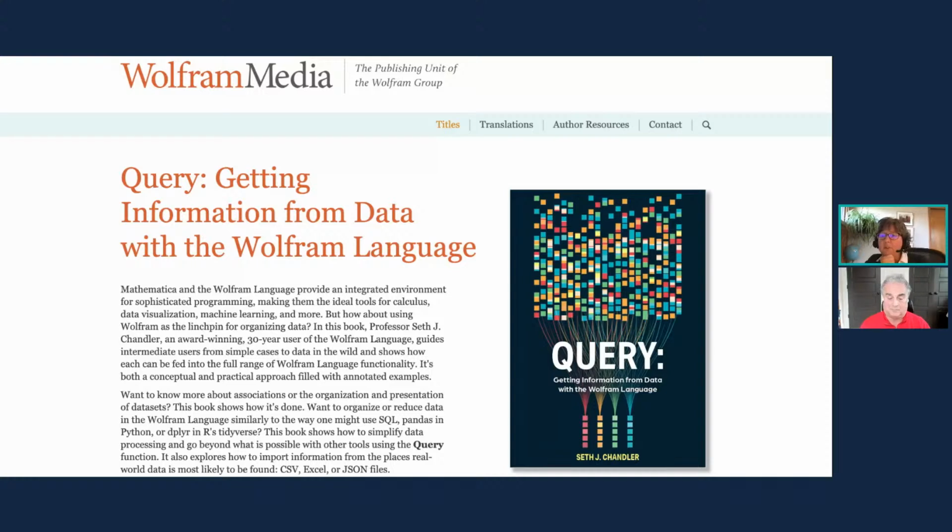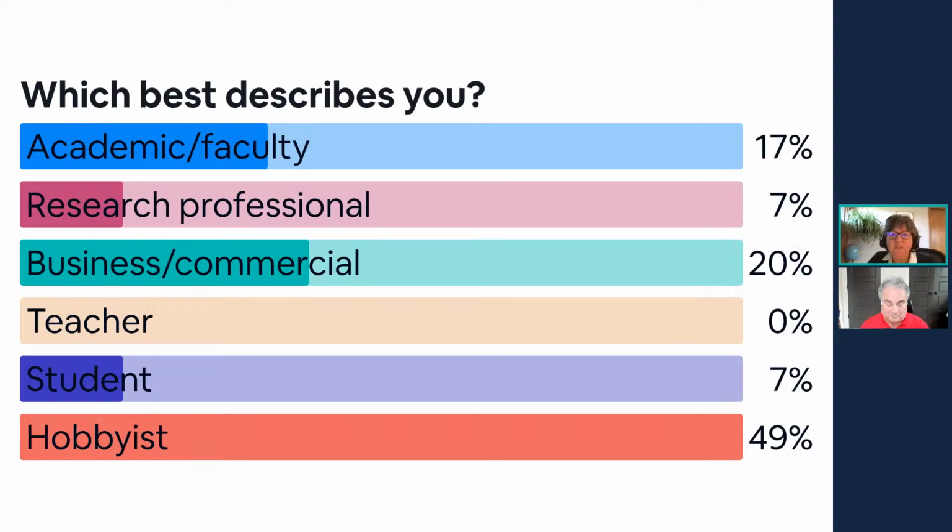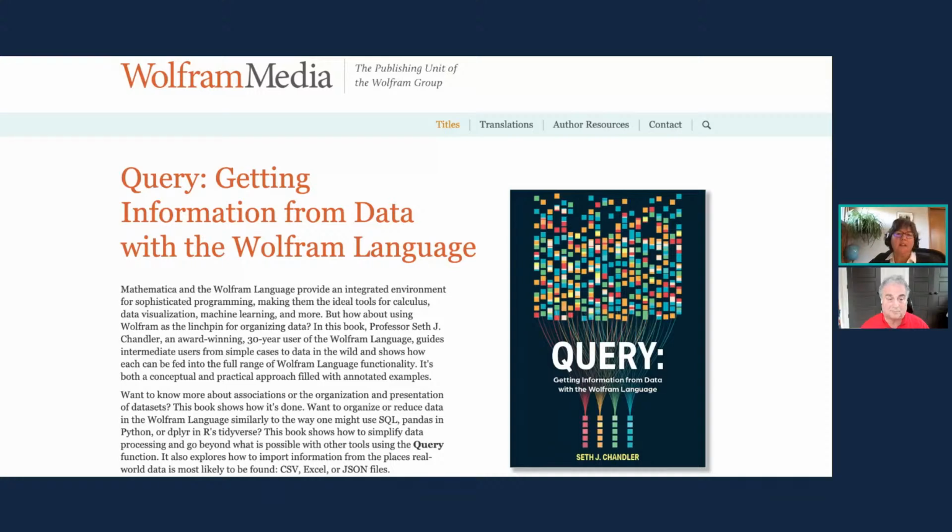But we have a really good mix. About half are identifying as hobbyist, 18% academic, 19%. Whoops, there we go. We can scroll down. 20% business. Really nice mix of people. So not surprising. The data science field has a lot of interest across all boundaries.